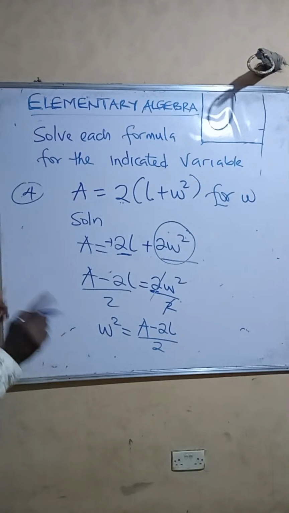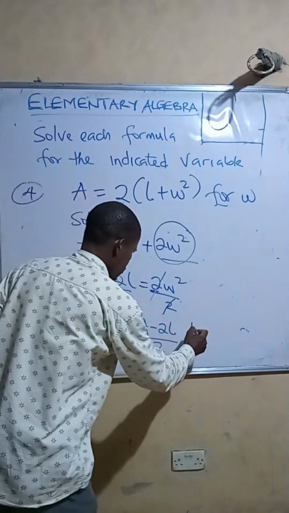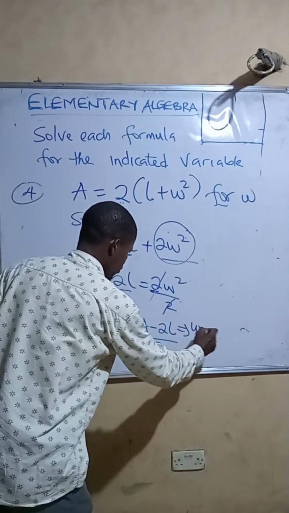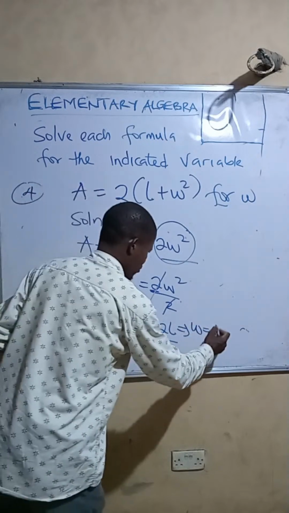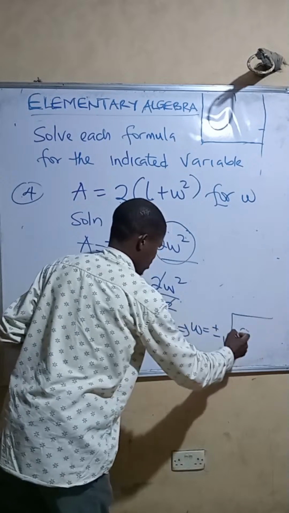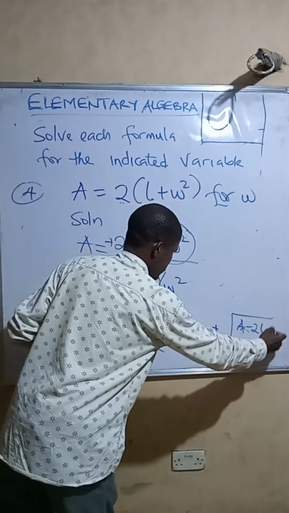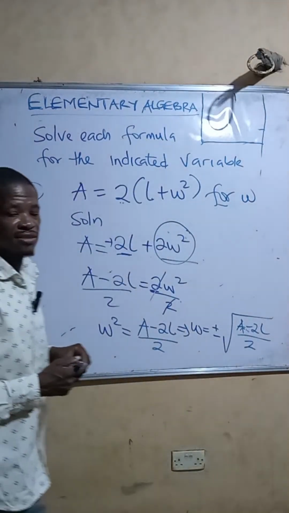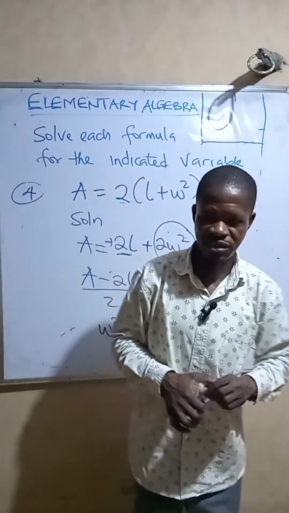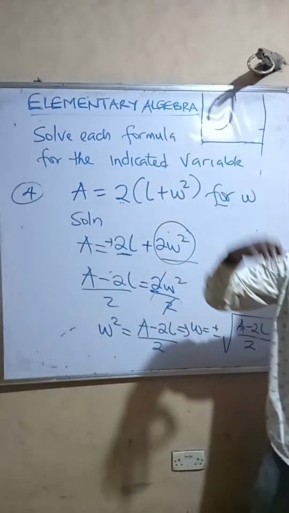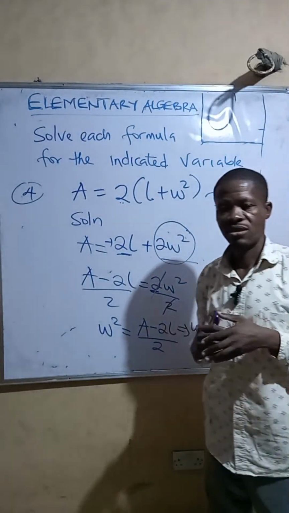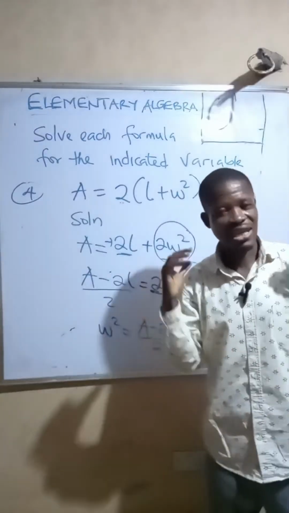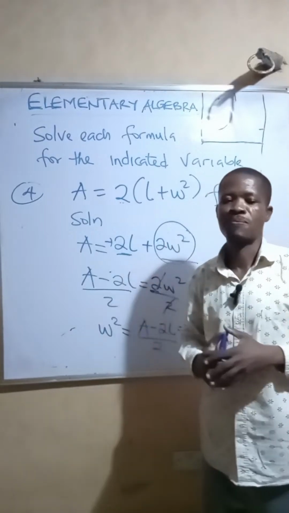Then take the square root of both sides. So w is equal to, when you take the square root, plus or minus the square root of a minus 2l over 2. Okay, that ends this episode of solving questions on elementary algebra.